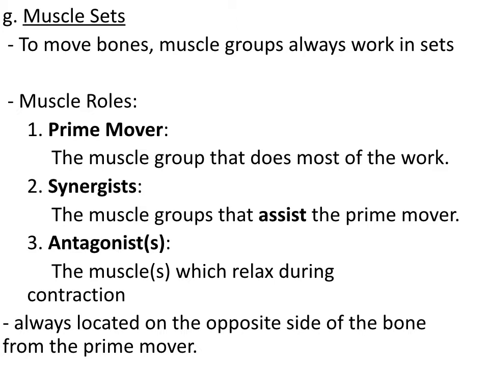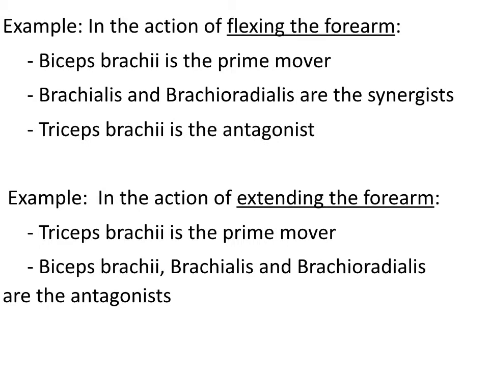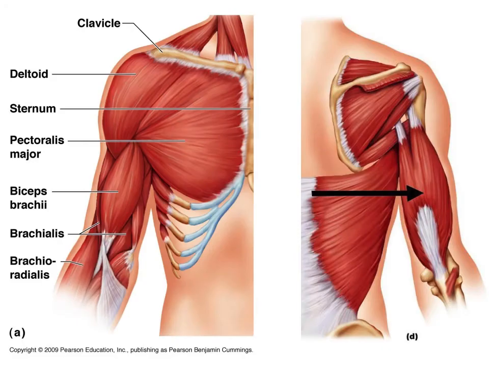So the prime mover and the antagonist muscle change roles depending on what exercise you're doing. And we have some examples here for you. So here's your biceps brachii in the anterior. You have your brachialis that's close to it, anterior to your humerus, but it's just not the prime mover. It does help with flexing the elbow if you're doing a curl.